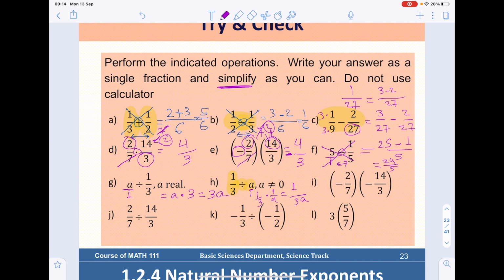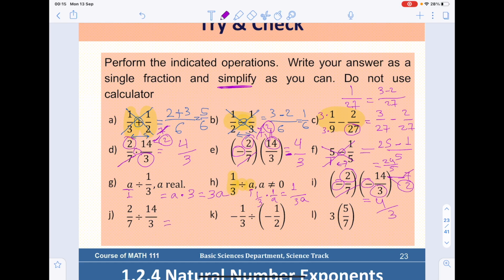Okay, for I, we have negative times negative is positive. Now the 14 is 7 times 2, so we cancel this 7 with this 7. Now we're left with 2 times 2, which is 4, and 3 over 3.